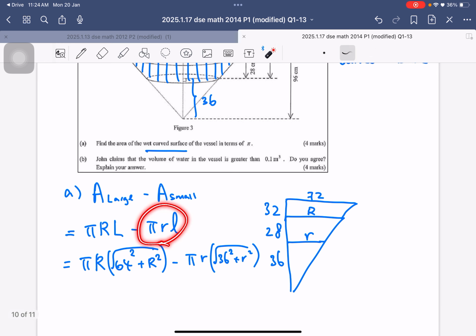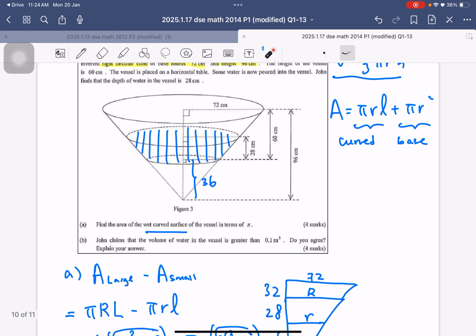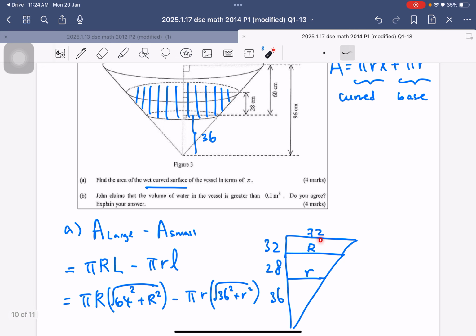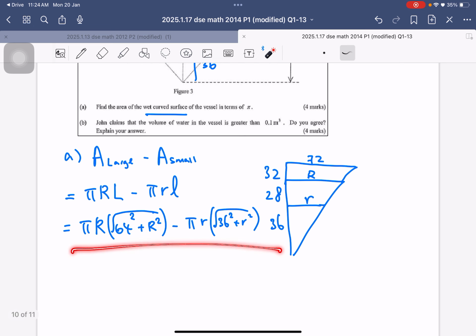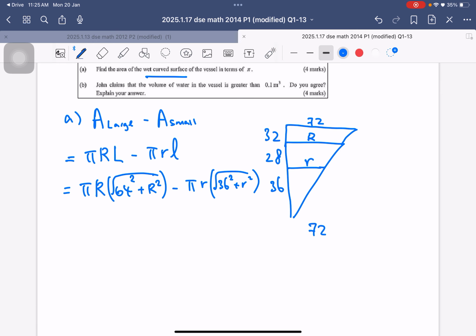The small pi r l is the smaller part, the smaller cone, the cone being cut off. But we only have the height and base of the biggest cone. Then we can calculate the rest using ratios, because they are similar triangles. Now our formula becomes: find the big radius and the smaller radius. We can say 72 divided by 32 is equal to r divided by 28.